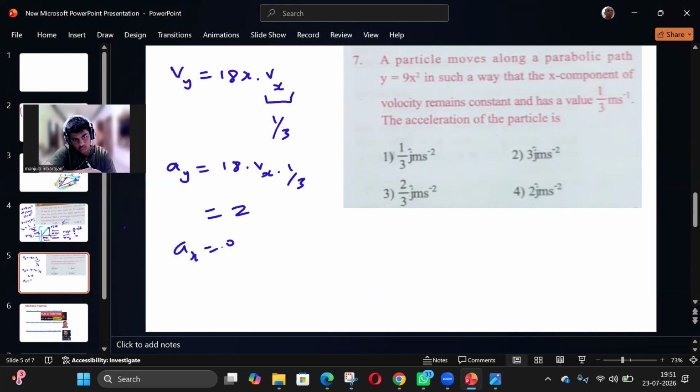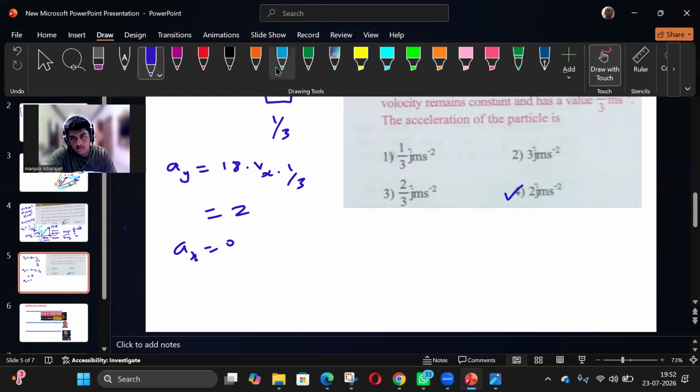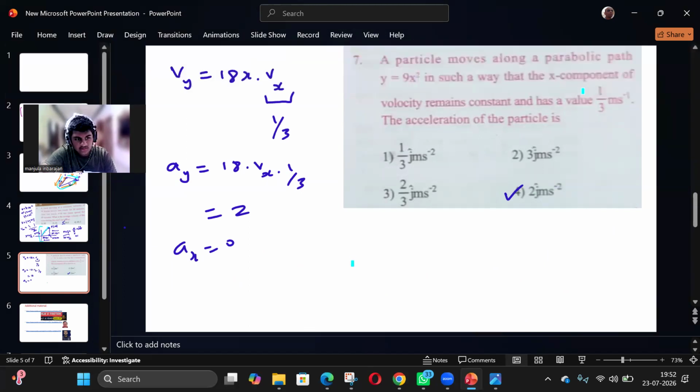Why is ax 0? Sir, shouldn't it be six? Okay, ay is 2. Ax should be 0, since vx is constant. They have given it in the question: the x component of velocity remains constant. That means d by dt of vx is 0.